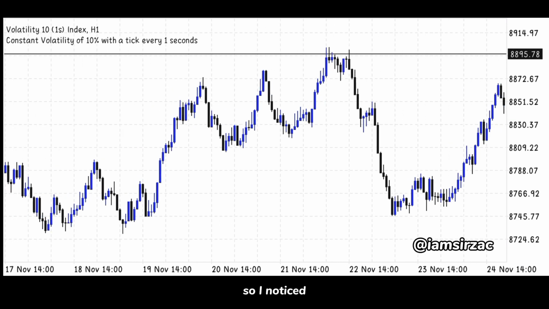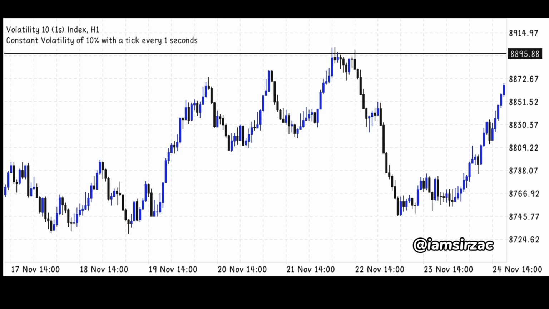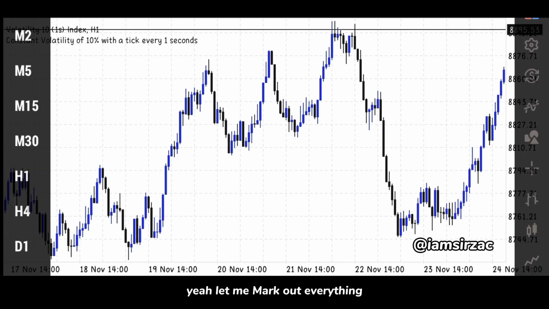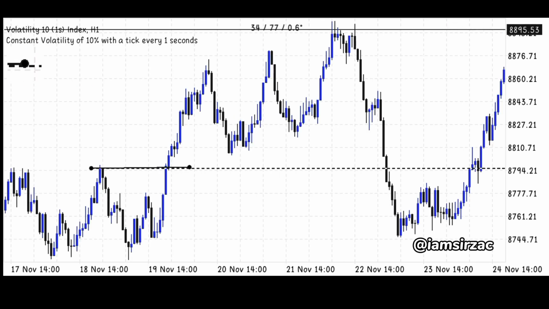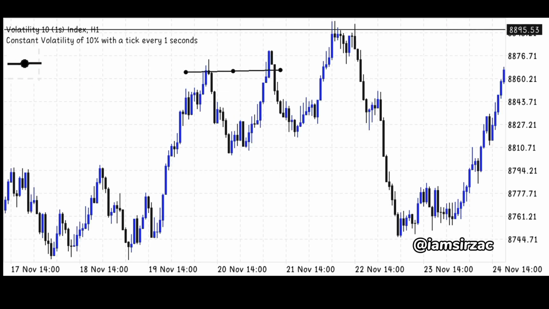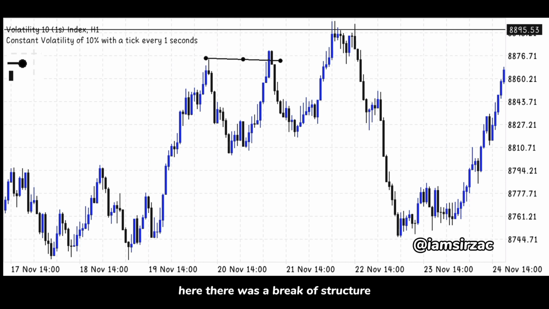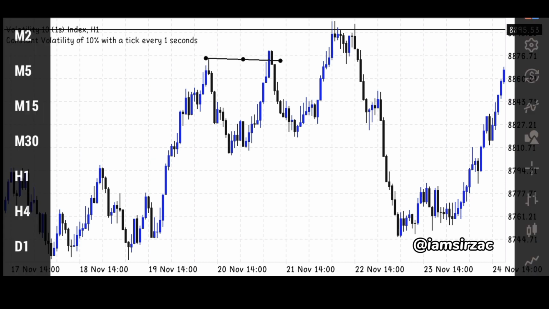So I noticed here, let me mark out everything. Here there was a break of structure.